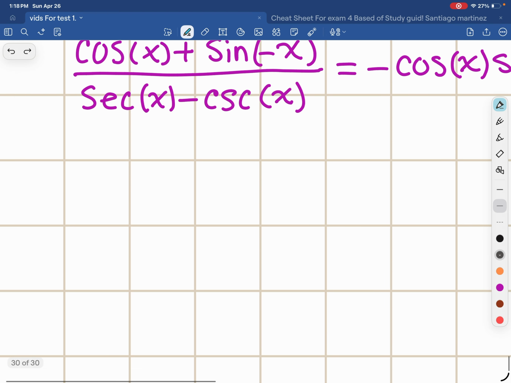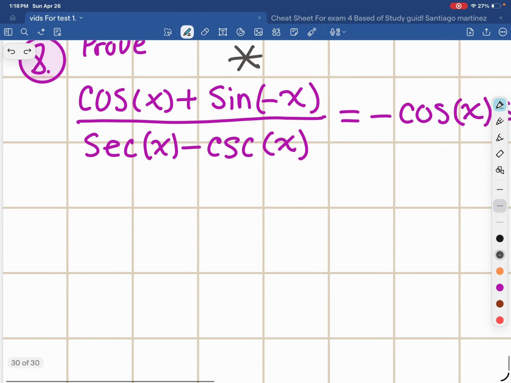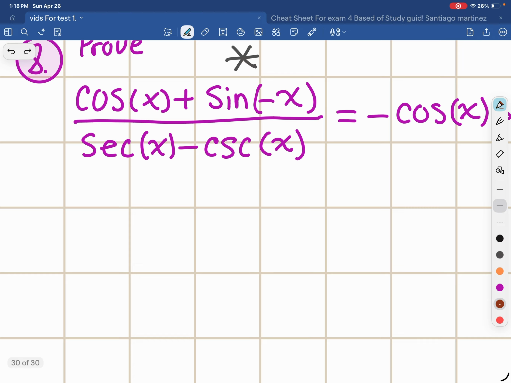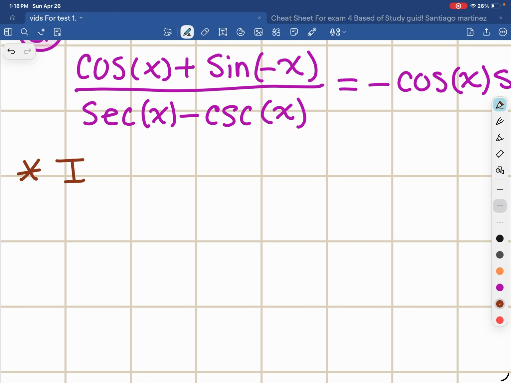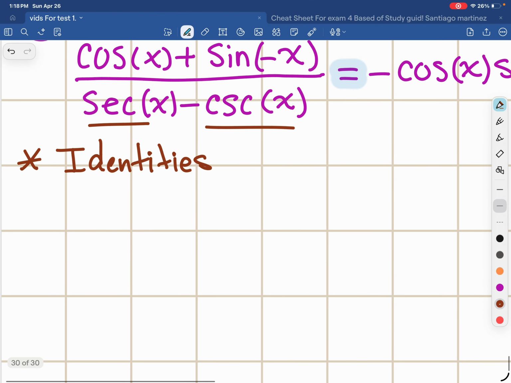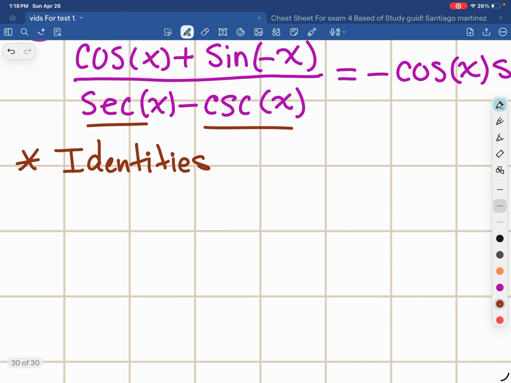So right off the bat, let's write what we know. We'll write each property that we're going to use in red and do our work in gray. The first property that I see is we're going to use our reciprocal identities, for secant and cosecant, right? So that would turn to 1 over cosine minus 1 over sine.